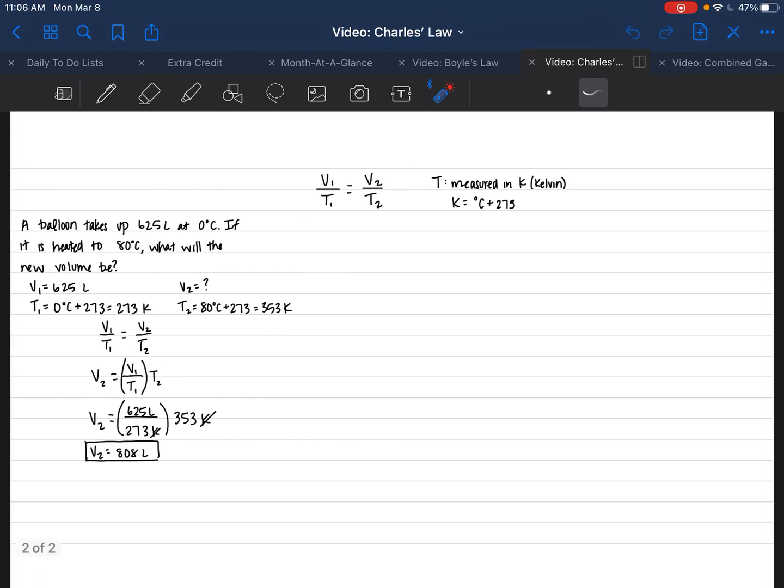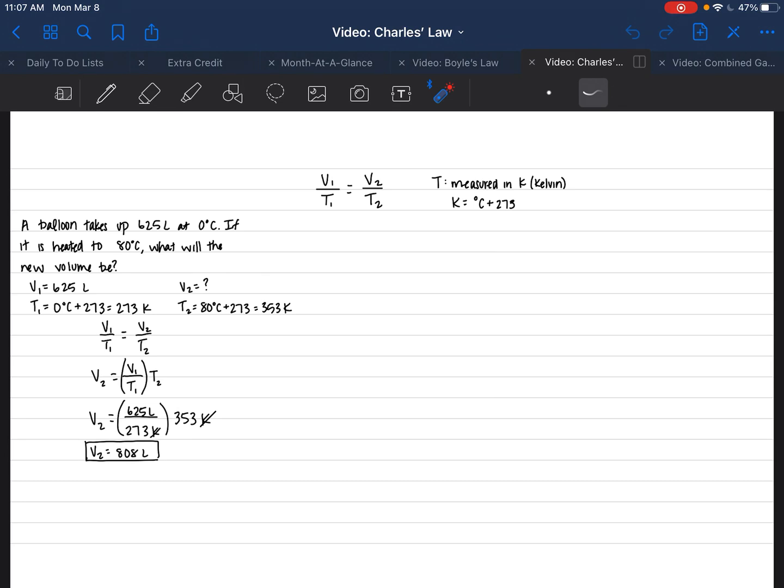and Charles' law is represented by this equation right here. V1 over T1, or volume over temperature of the first one, is equal to V2 over T2. I should also point out that T, or that temperature, is measured in kelvins. So Kelvin, represented by that capital K, is the degrees in Celsius plus 273.